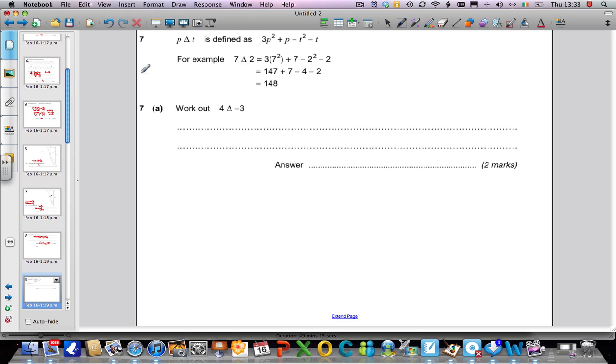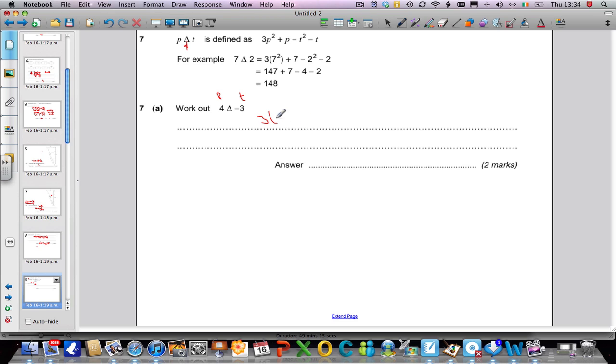Question 7. So it tells us that P triangle T is defined as all of this. And it gives us an example of how it works. So we have this new mathematical operation, let's call it triangle. And it's defined as doing all of this. And we're asked to work out what 4 triangle minus 3 is. Well, we just substitute in. So we're going to get 3. By the way, this represents the P and this represents the T. So the only thing to watch out for here is your signs. Be careful with signs.